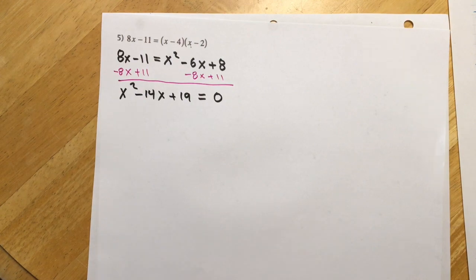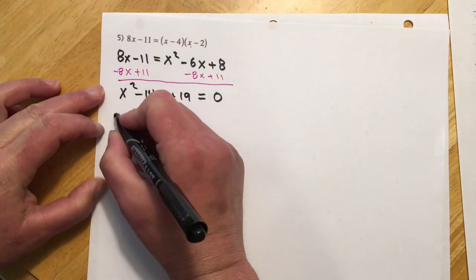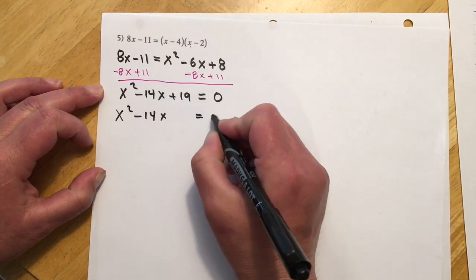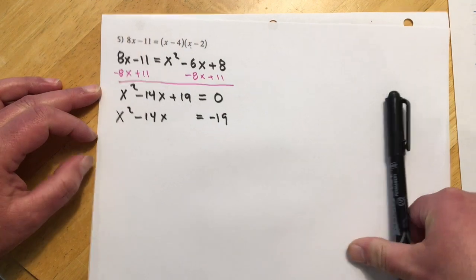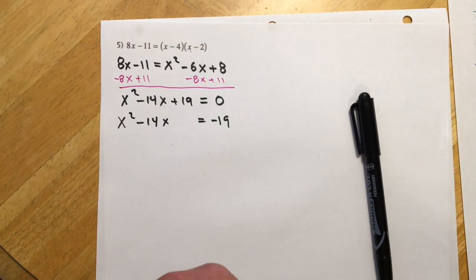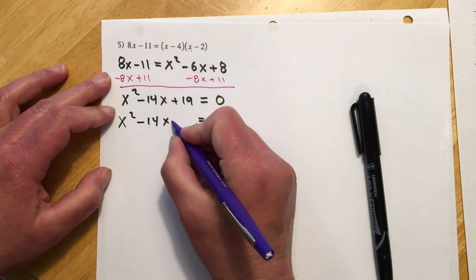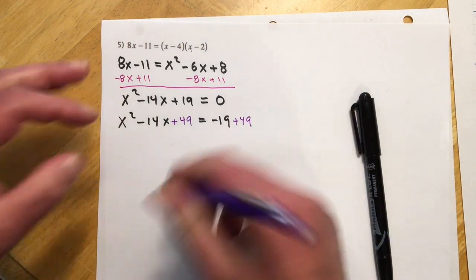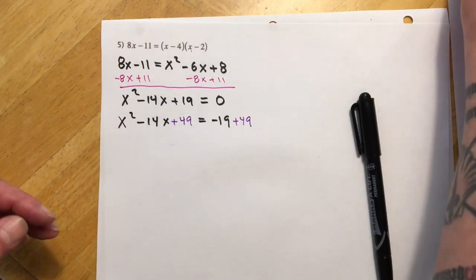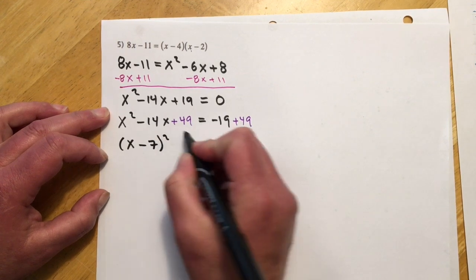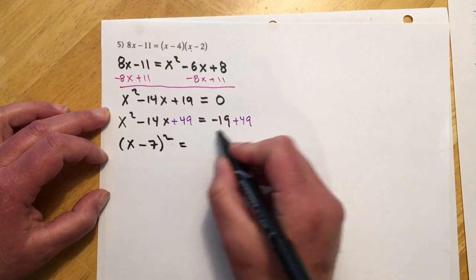So from there, according to what I said earlier, we should complete the square. So let me show that version. We're going to bring the 19 over. And then I'll do half of 14 would be 7, and then squared would make 49. So I'll add 49 on both sides. And this factors to x minus 7 squared. And this side would be 30.